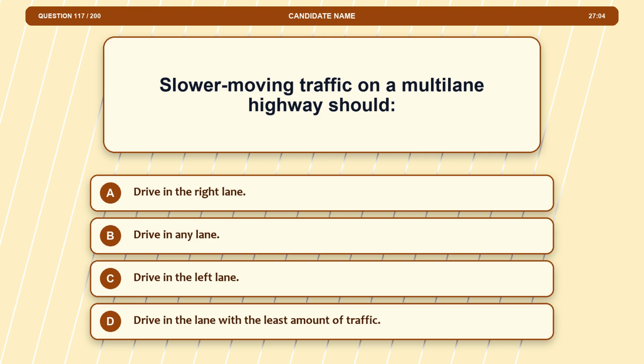Question 117. Slow-moving traffic on a multi-lane highway should: Option A, drive in the right lane. Option B, drive in any lane. Option C, drive in the left lane. Option D, drive in the lane with the least amount of traffic.